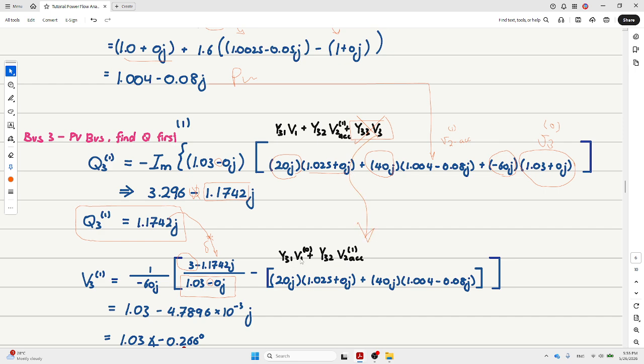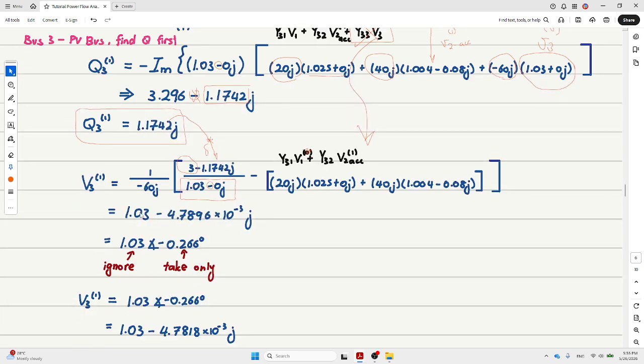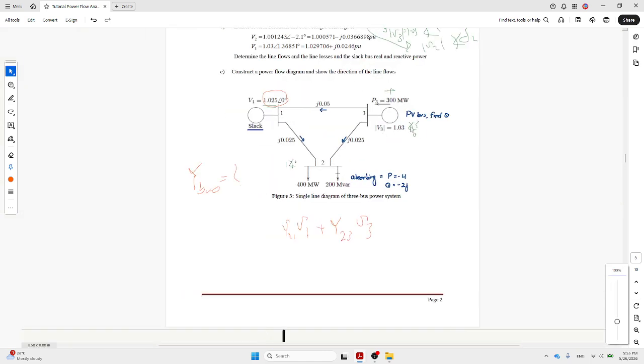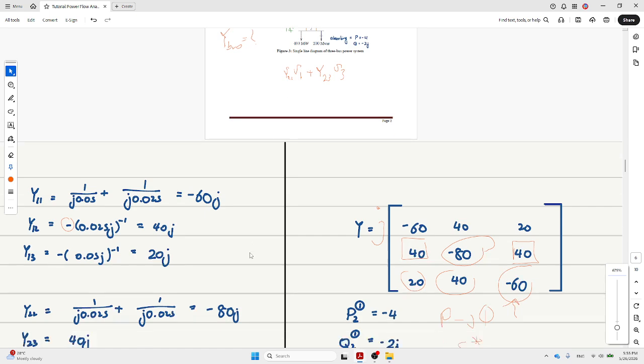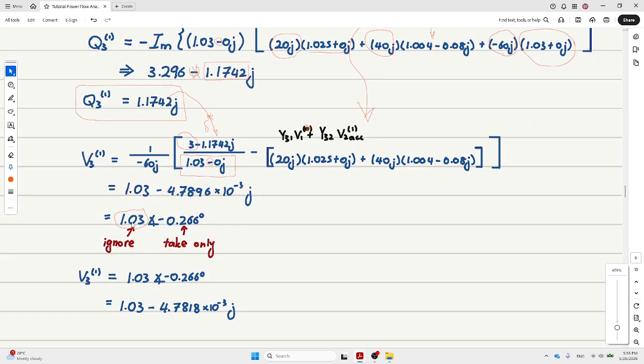So it's Y13 V3 in the iteration, in the normal iteration, Y3 to accelerate. So 20, 40, and the value is here. The final value calculated is 1.03 minus this value. Then the angle calculated here. So this value is coming from here. What is the value given? 1.03. We don't consider the ups value or the magnitude of this equation, but must be close to 1.03.